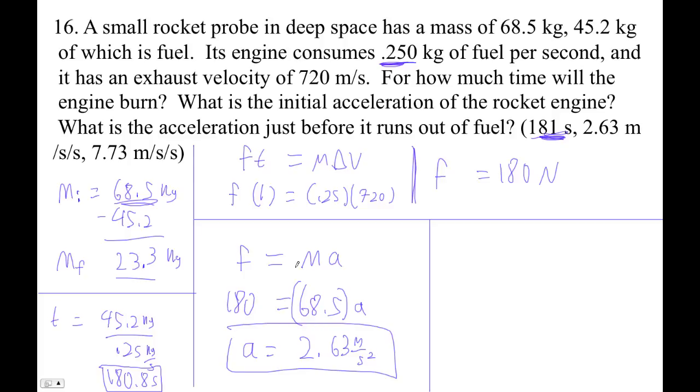Right, and I can do this because there is no force of gravity, right? And then I can find the final acceleration by using the final mass. We'll assume the force stays the same, and then the final mass is 23.3 times a. So I'll go 180 divided by that, and I get 7.73.